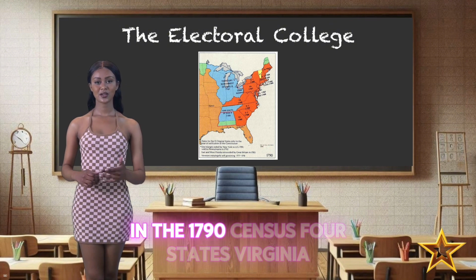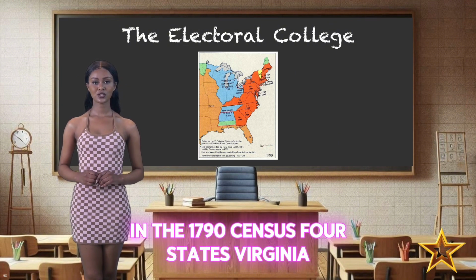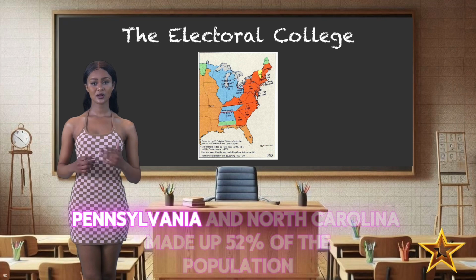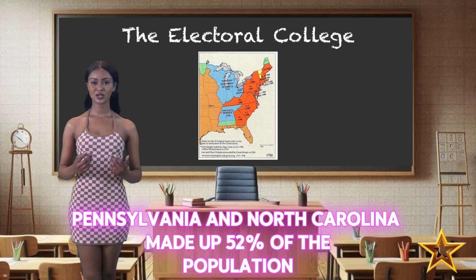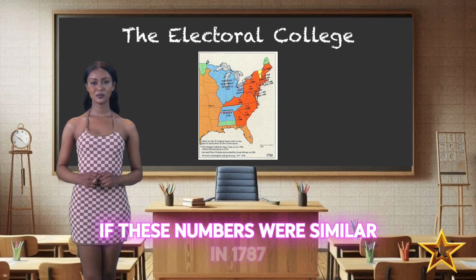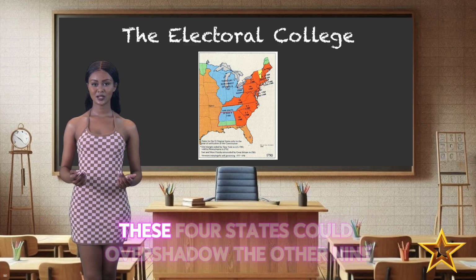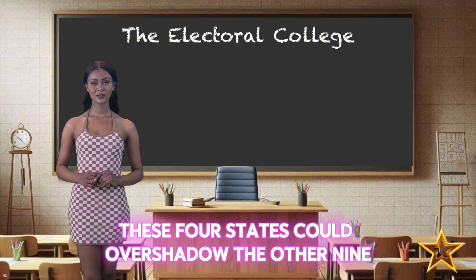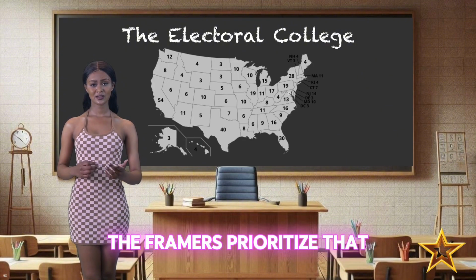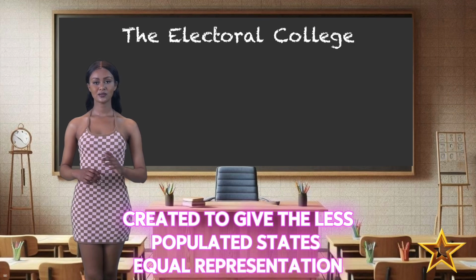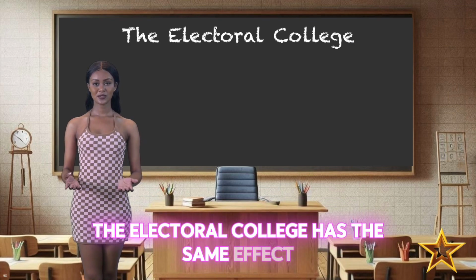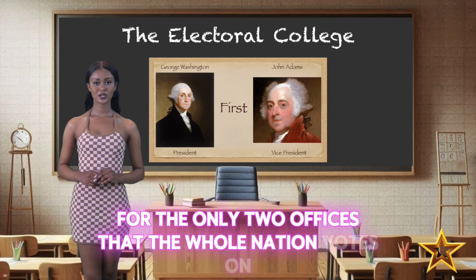In the 1790 census, 4 states, Virginia, Massachusetts, Pennsylvania, and North Carolina, made up 52% of the population. If these numbers were similar in 1787, these 4 states could overshadow the other 9. The framers prioritized that the Senate be created to give the less populated states equal representation. The Electoral College has the same effect for the only 2 offices that the whole nation votes on.